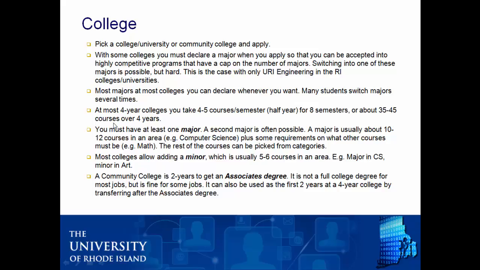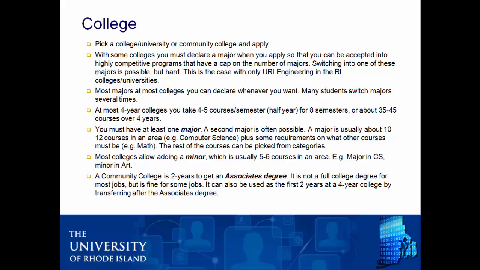So some general information about colleges. At most four-year colleges, like the University of Rhode Island, students take 4 to 5 courses per semester. And a semester is a half year. So, over 4 years, that's 8 semesters, they take about 35 to 45 courses while they're in college. You must pick at least one major. A major is a concentration of courses, usually about 10 to 12 courses. So if you major in computer science, you'll be taking about 10 to 12 one-semester courses in computer science while you're in college.